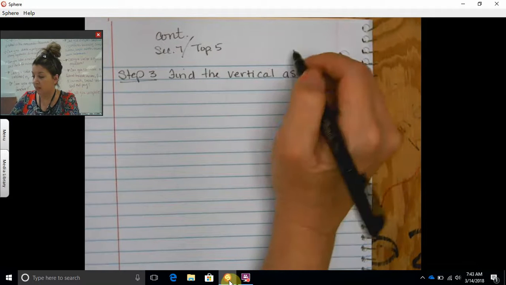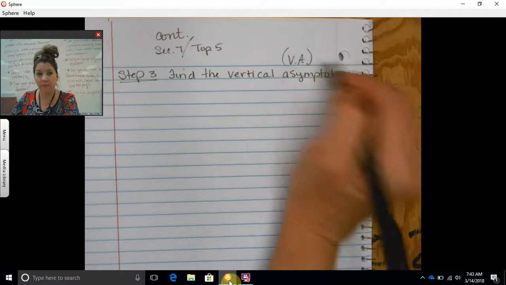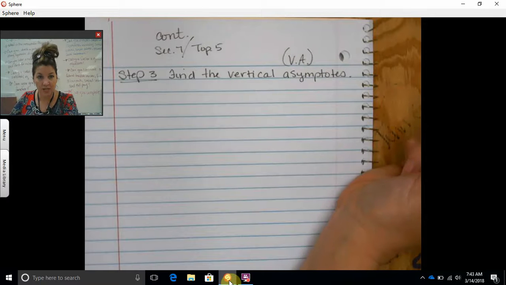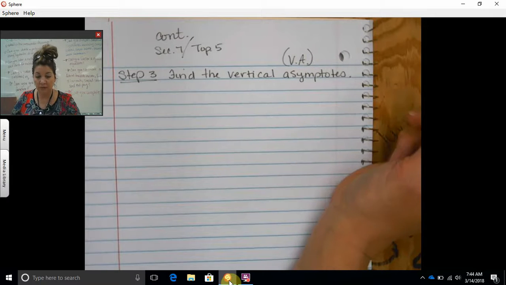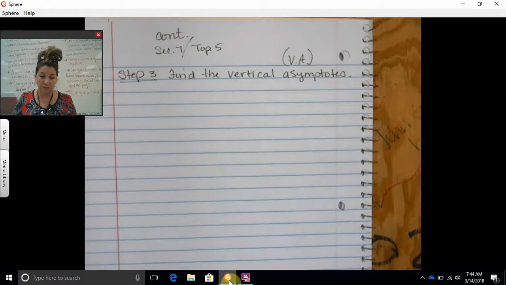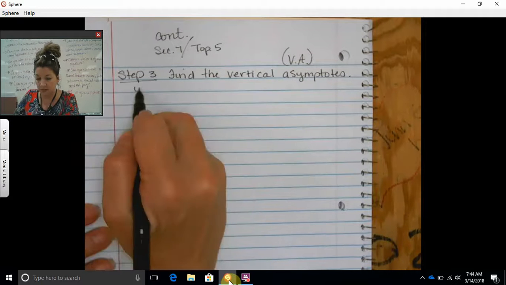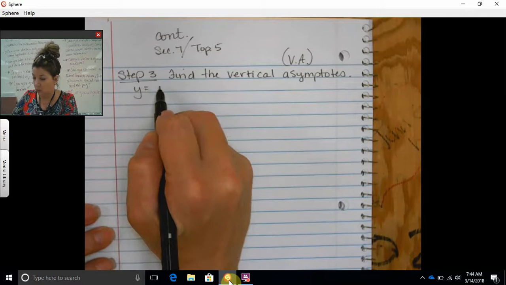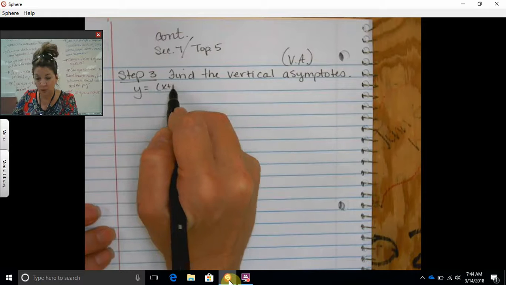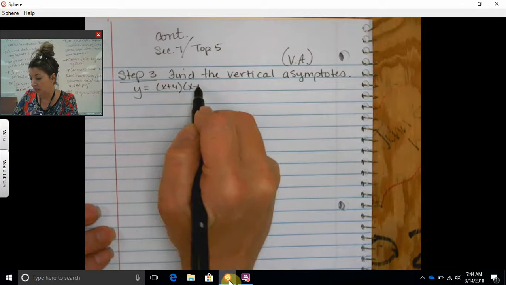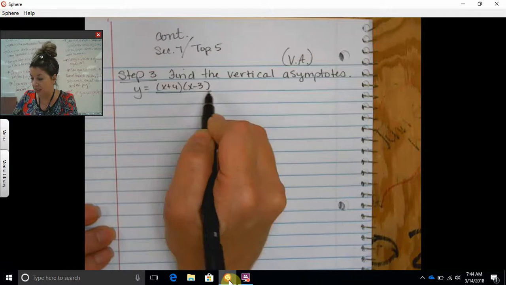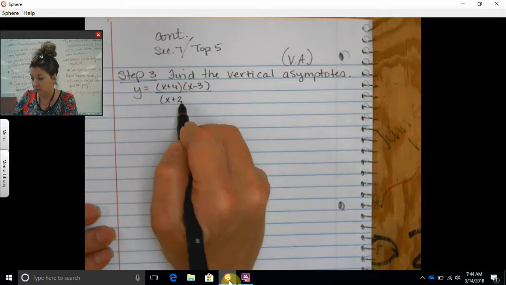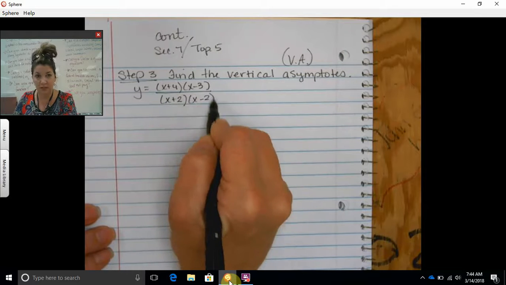Which sometimes I abbreviate as just VA if you see that. And to find the vertical asymptotes, you have to take your problem once you've factored it, which was y equals x plus 4 times x minus 3 divided by the quantity of x plus 2 times x minus 2.